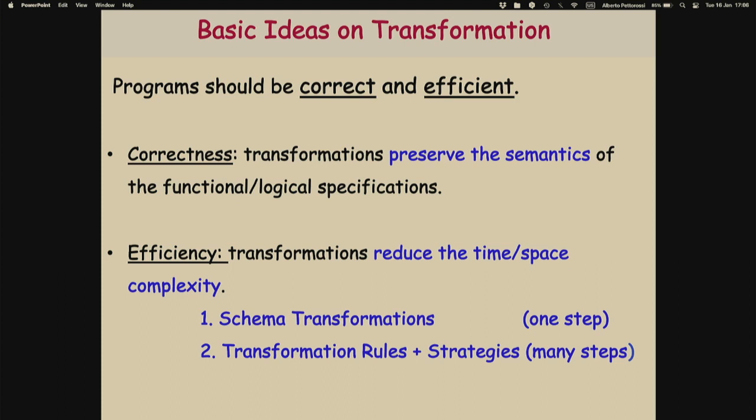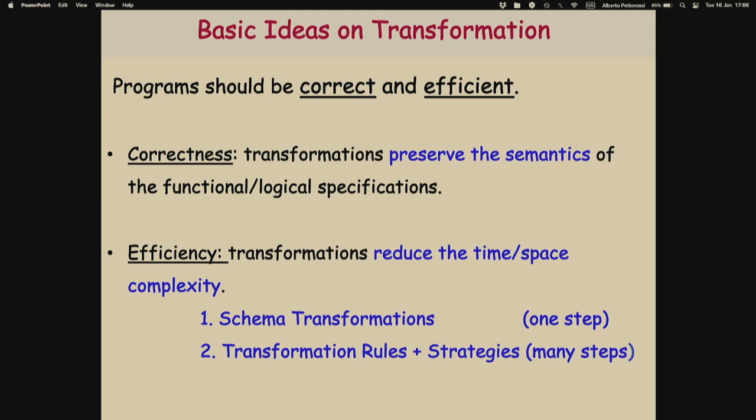So here is where transformation comes into play. You have the specification: the sorting program should pick up a permutation which is ordered. And this is the specification, while the program should be maybe bubble sort or heap sort or quick sort. How do you go from the specification to the program? So there are basically 2 techniques.